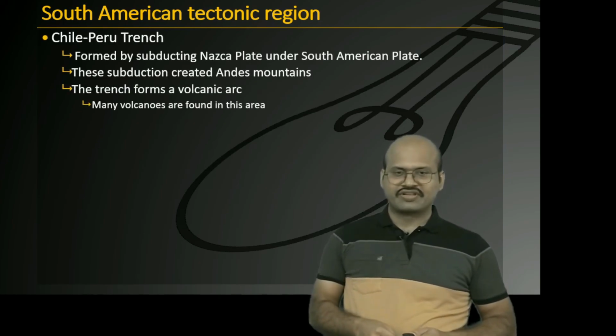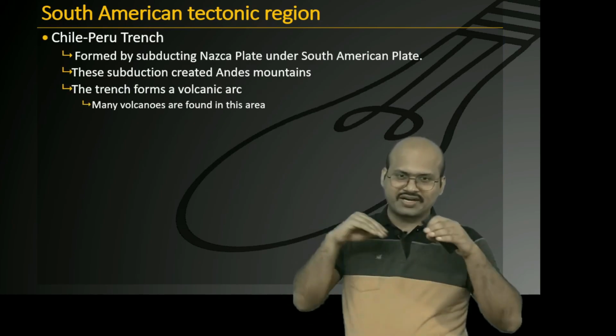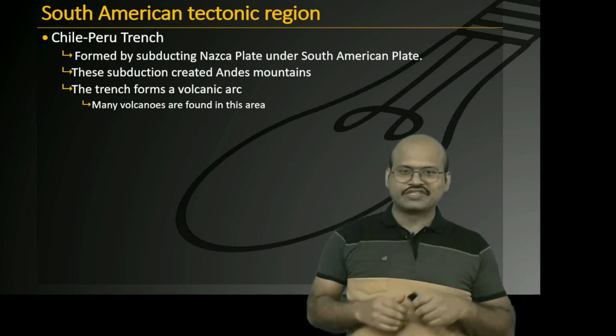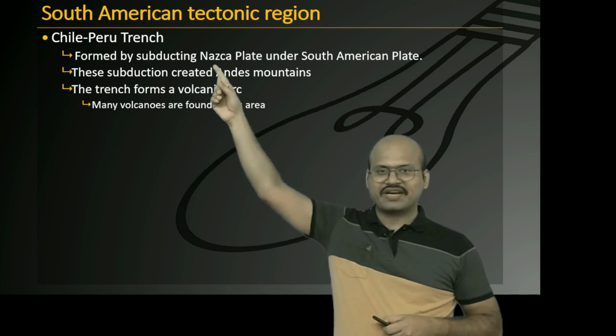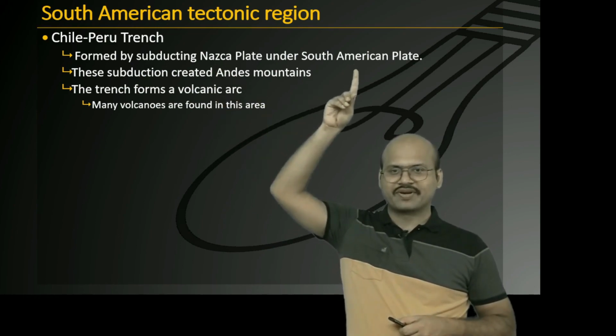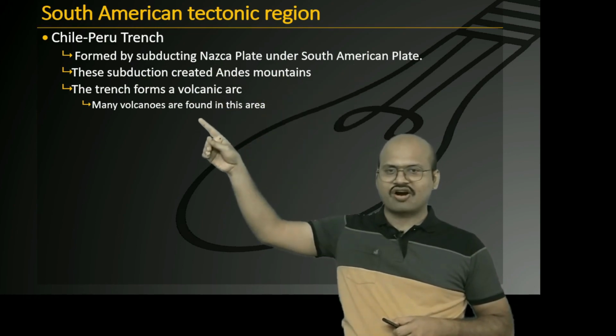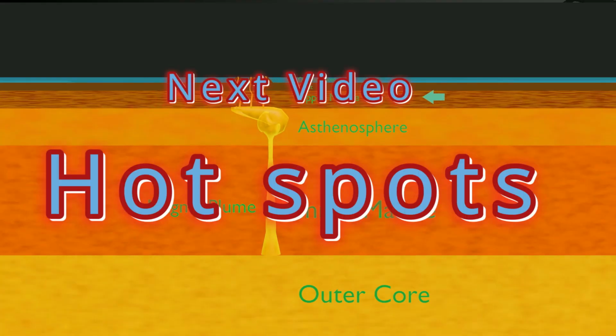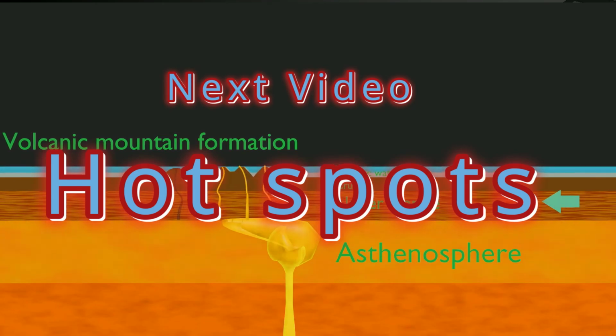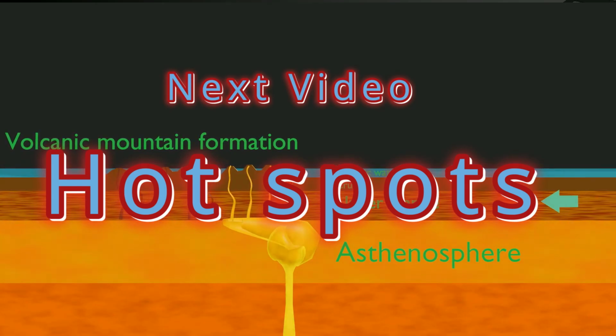Now we know that when an oceanic plate subducts under a continental plate, volcanic arcs are found. So here the Nazca plate is subducting under the South American plate and it creates a volcanic arc which we call the Andes Mountains.